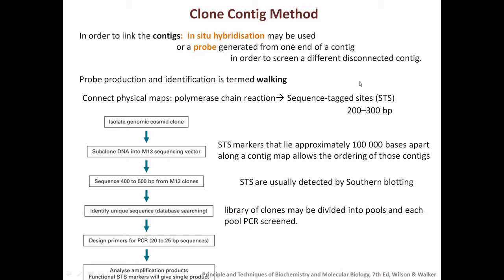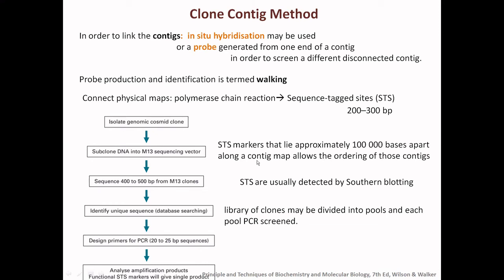So these PCR-based STS are the molecular marker positions. How is it done? Isolate the genomic cosmid clone. So we have the clone prepared. We subclone the DNA into M13 vectors, then we sequence it, identify the unique sequence, then we design the primers, then analyze the amplifications.